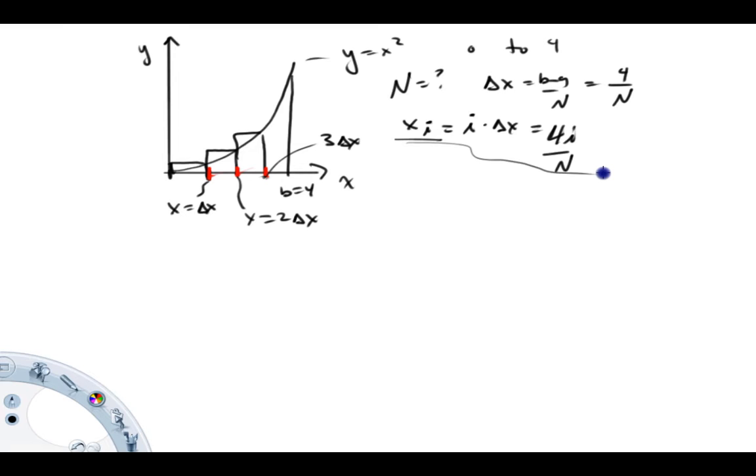Right? So here what I have is a little formula that tells me the x value at the right-hand side of any rectangle I choose. So for example, if I wanted the 50th rectangle, 4 times 50 over n would give me the x-coordinate at the right-hand side of that rectangle. Now, the area for the ith rectangle, and that can be any of them, is equal to the function value at the appropriate place, so I'm going to call that f of x sub i, times the width of each rectangle, which is delta x.